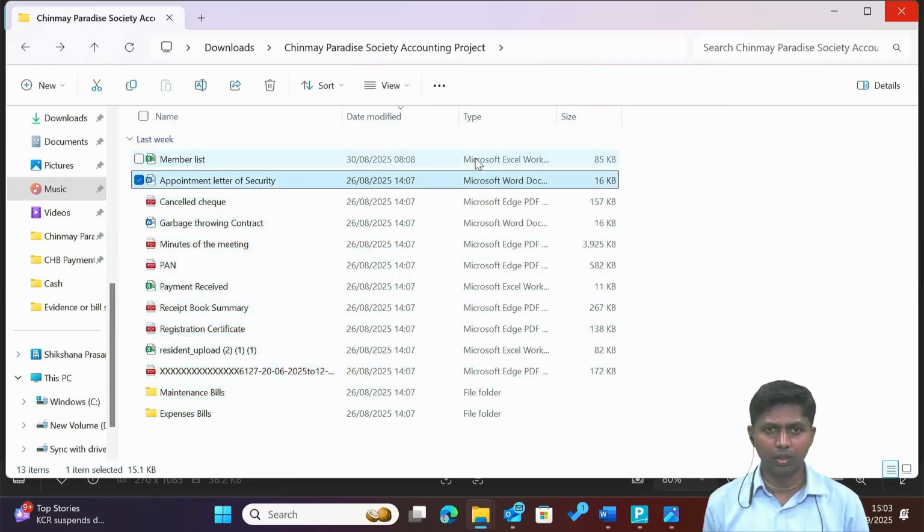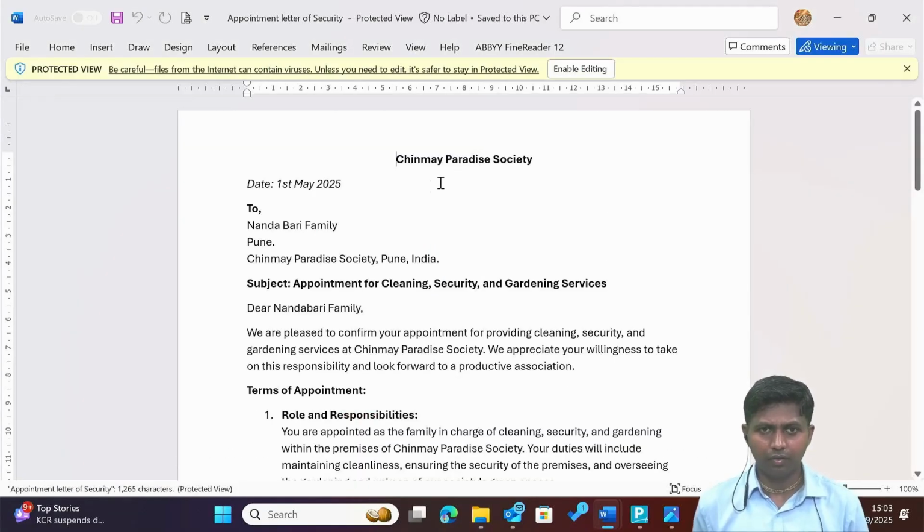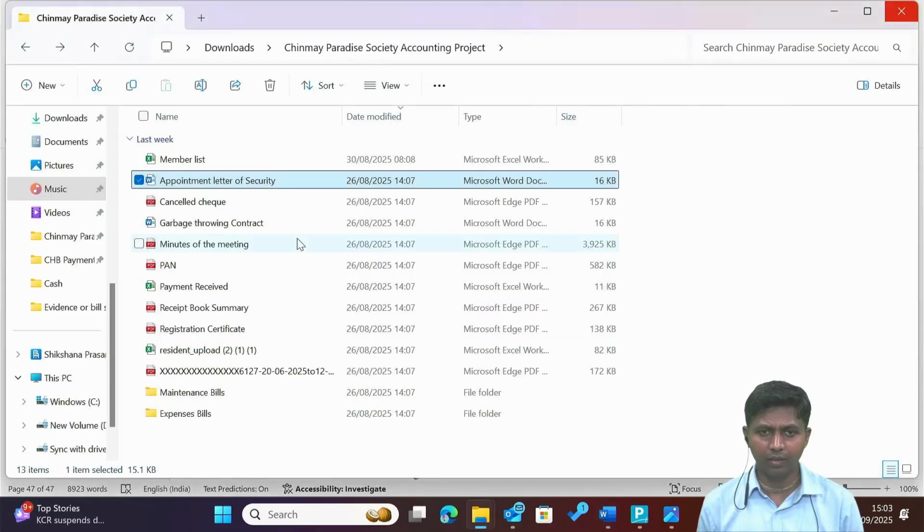Members list, that is over. Appointment of security. Now what they are saying, from which date? We have appointed from May. But what about the May salary? We paid the May salary. We're going to finalize the accounting till, let's check the bank.